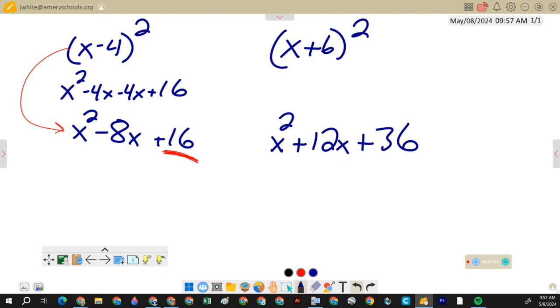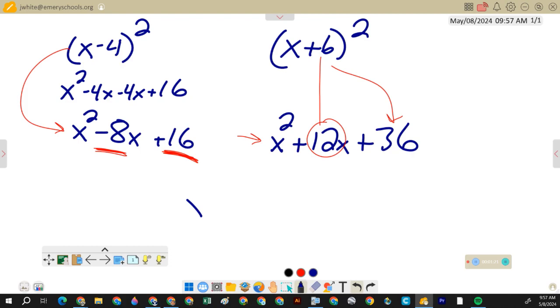4 squared. Where did the negative 8 come from? 2 copies of negative 4, right? Does that pattern hold here? 6 squared, and the 12 is just 6 plus 6.